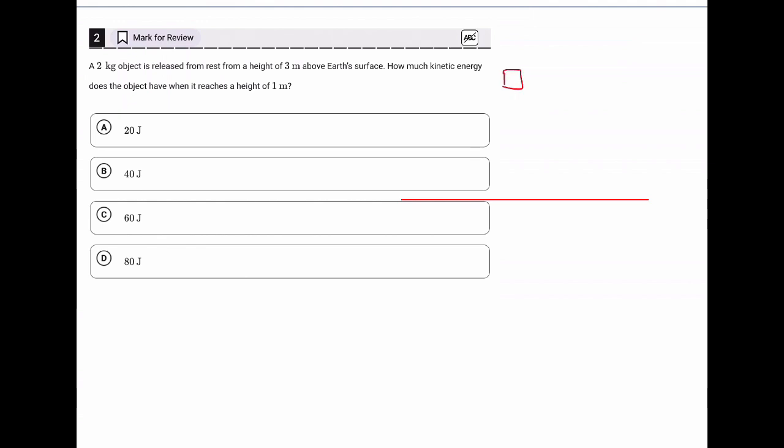So we release an object from rest, so we know that the v initial is 0, and we know that the height is 3 meters. A little bit later, the object will reach a height of 1 meter, and we need to find what is the kinetic energy. Since the only force that is acting on the object is gravity, one thing that we can do is consider working with the law of conservation of mechanical energy. So we have two positions, position A and position B. So the mechanical energy at position A and the mechanical energy at position B are equal, since the only force is the force of gravity, which is the conservative force.